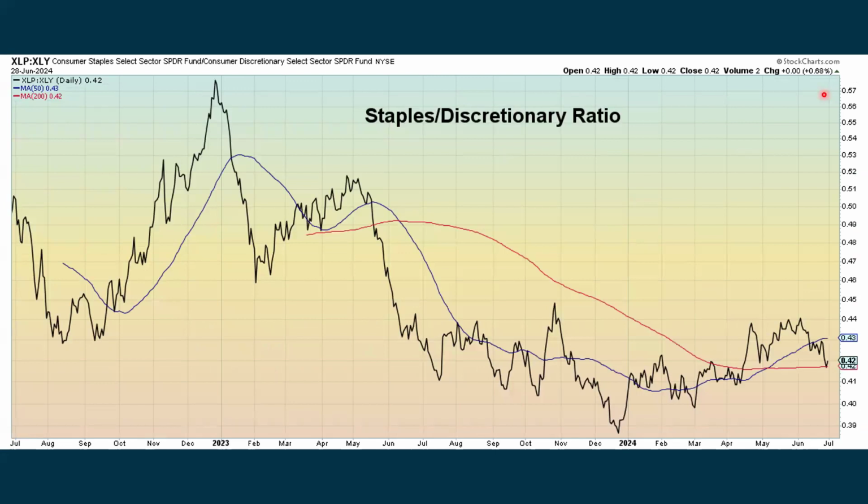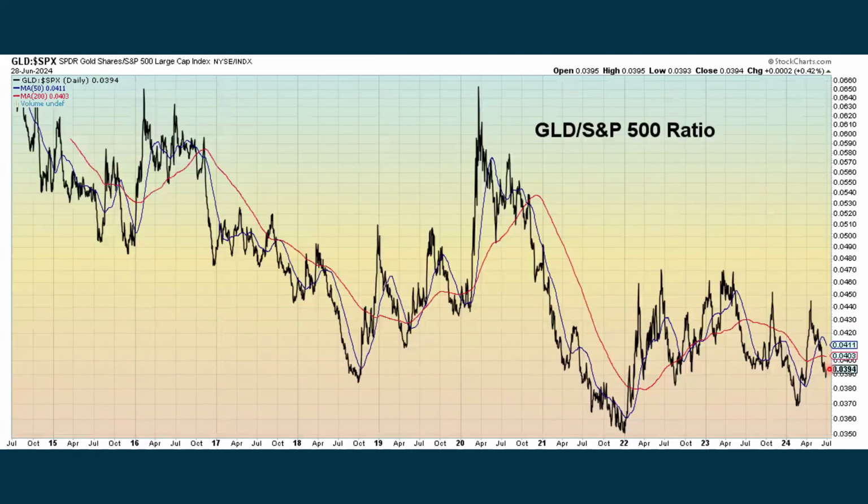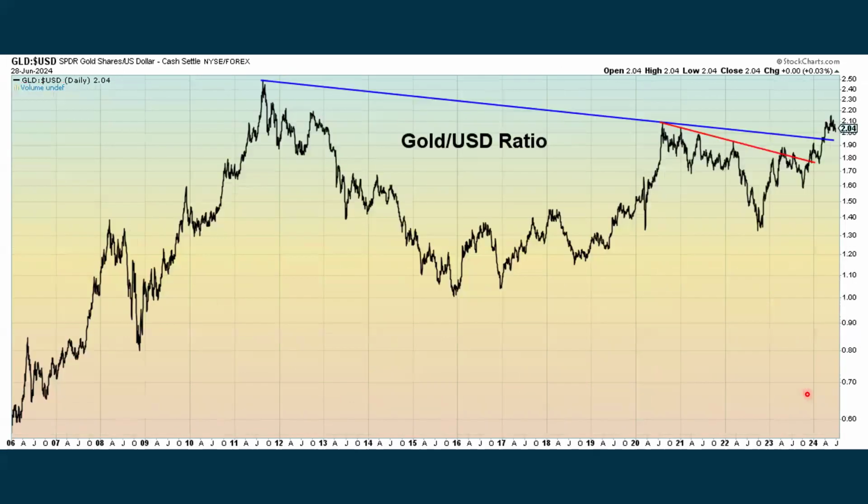And here's another look showing how staples are doing better than discretionary, but came down to the 200-day moving average with this ratio as well. Gold to the S&P, I know there's a lot of people that are just all fantastic about gold, but when you compare it to the S&P, yeah, we're seeing a recent golden cross here with this ratio, but it's really been pulling back lately. And if you look at this longer term, gold is not necessarily outperforming the S&P.